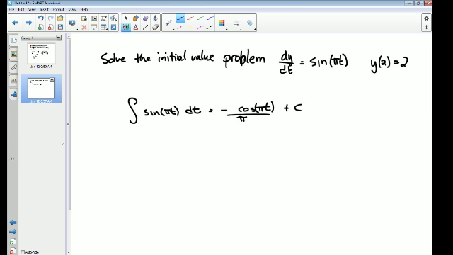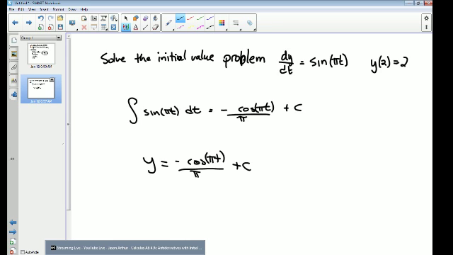Now, again, you can check your work. If you calculate the derivative of this function, you should get back to the original. So if you want to include that in your work, you can. So that's where we're at.